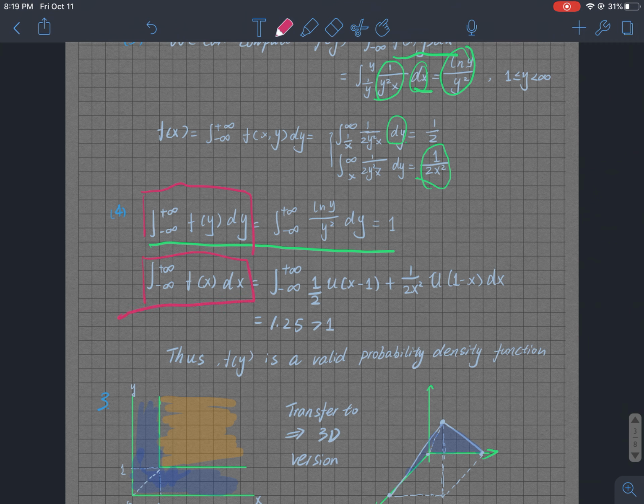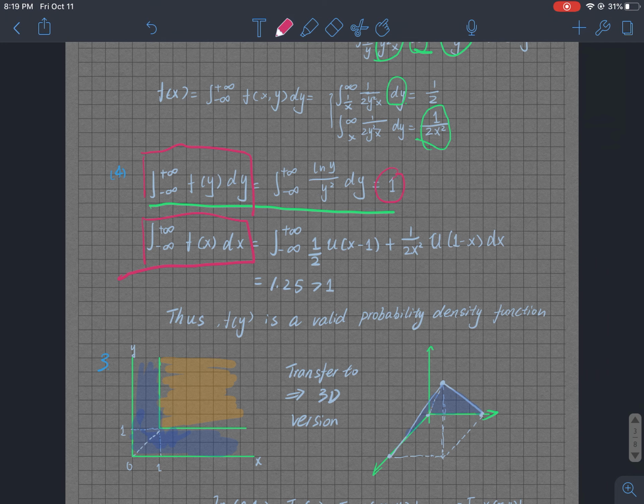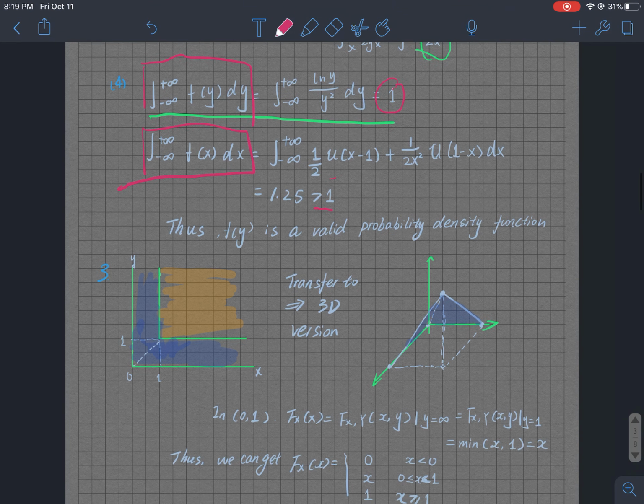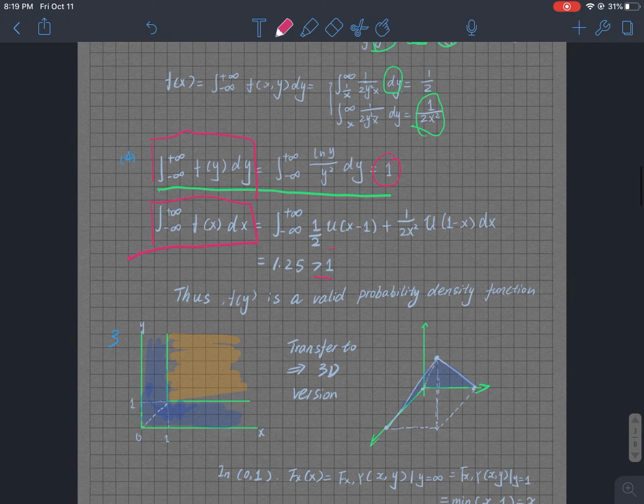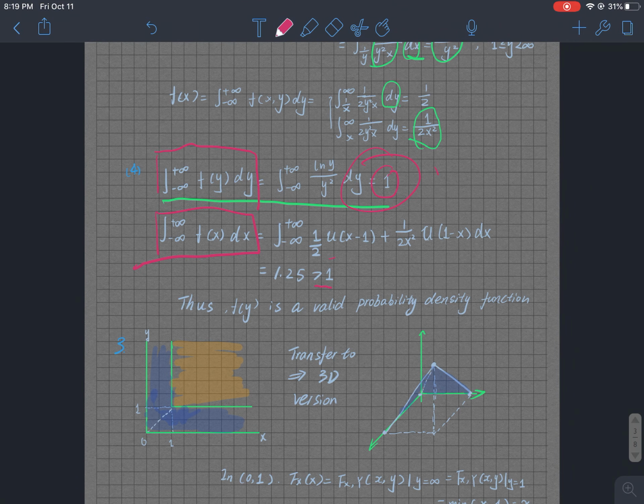We know that this one is equal to 1. It's very simple to know, as it's a property of this function. But this one is greater than 1. So basically, this can be a density function, and this cannot. And I think that's it.